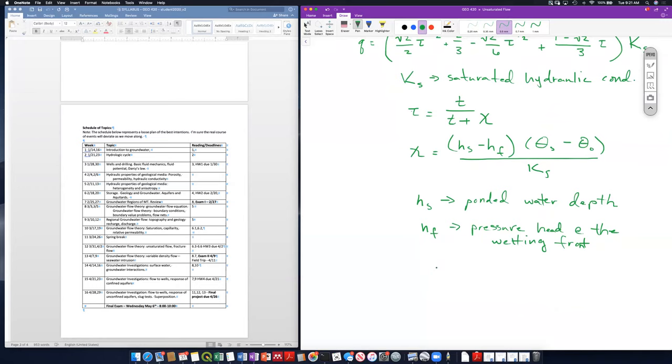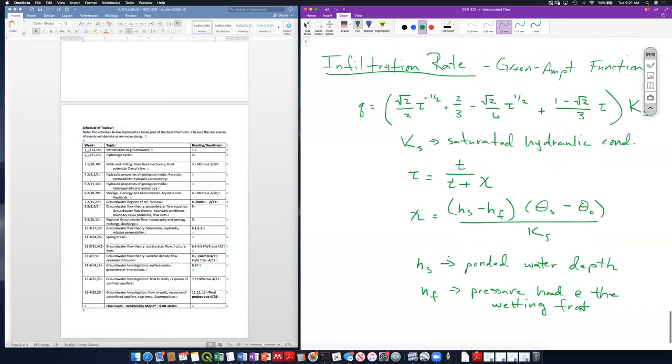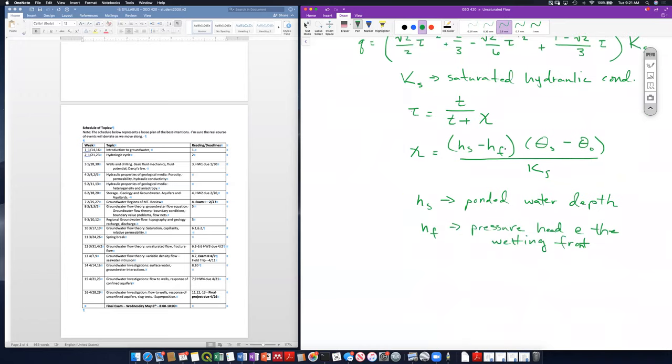What do you mean by wetting front? Good question. I'm going to draw this out and let's look at all of these things. But bottom line, let me define the rest of these and then I'm going to draw it out. Theta sub S is the saturated water content. This has to be equal to porosity, and theta sub naught is the initial water content.